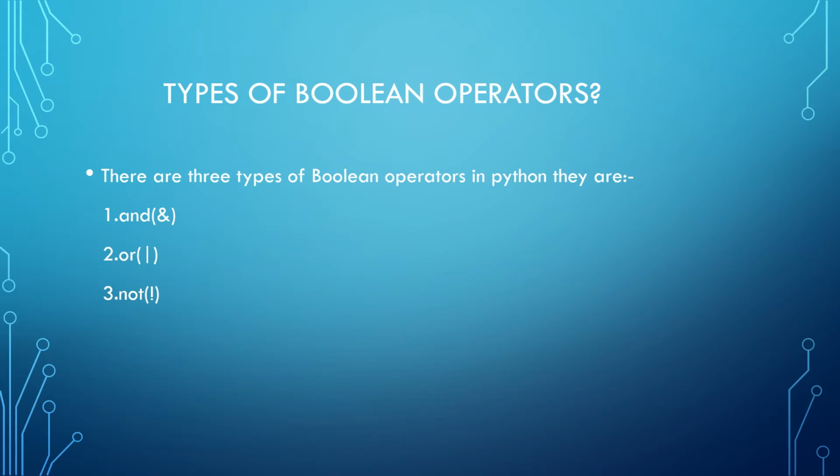Types of Boolean operators in Python. There are three types of Boolean operators in Python. They are AND, OR, and NOT. The shown symbols are also used in Python as a replication.